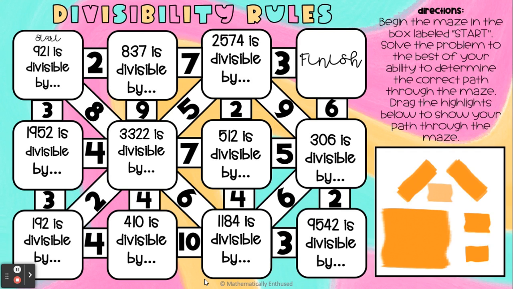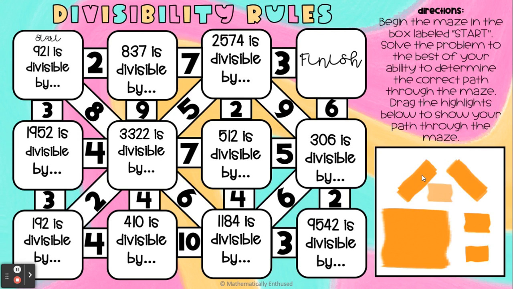And you have these numbers and this maze that the students are working. Now they're working together. This one I do together in a group of two, maybe a three if there's an extra student. So it's very easy, and the directions are right here in the slideshow. It says begin the maze in the box labeled start. Solve the problem to the best of your ability to determine the correct path through the maze. Drag the highlights below to show the path through the maze.